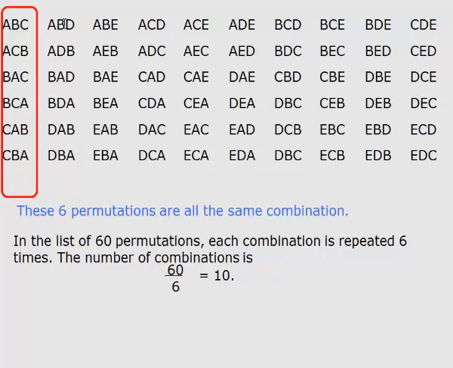Likewise, these are all the same because order doesn't matter and they all use the same 3 letters. Likewise, these all use the same 3 letters. Order doesn't matter. So in the list of 60 permutations, each combination is repeated 6 times. The number of combinations is 60 divided by 6.